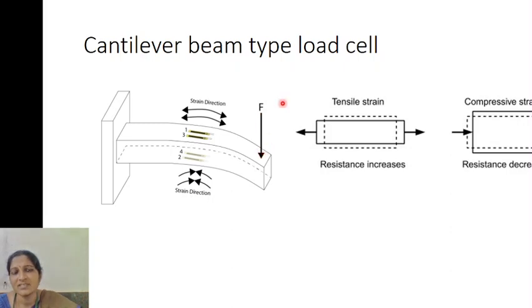Usually, these cantilever beam type load cells are used in low weight, low force measurement. That means in money counting machines, and likewise wherever the force is very small, you can use this cantilever beam type load cell.